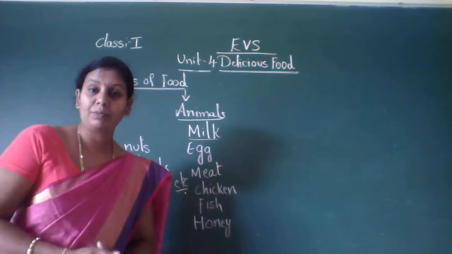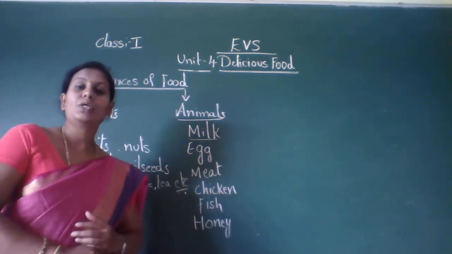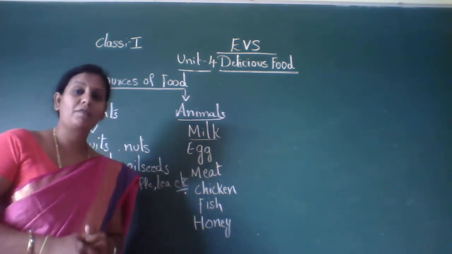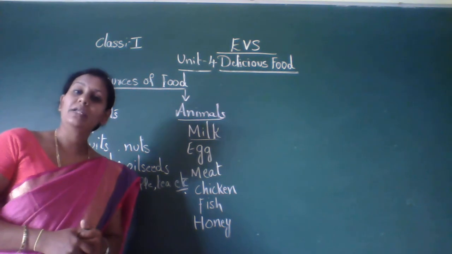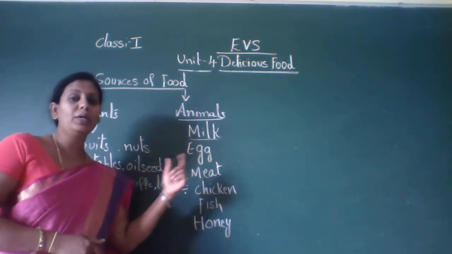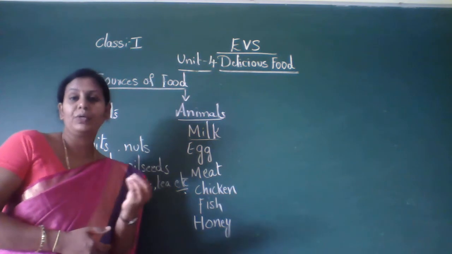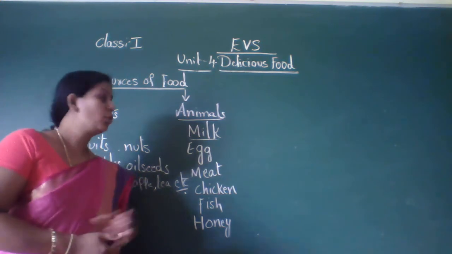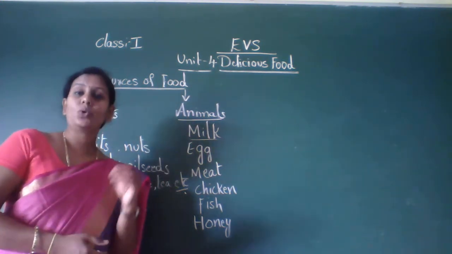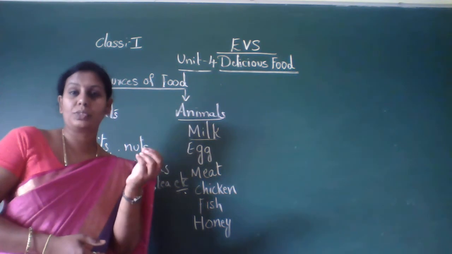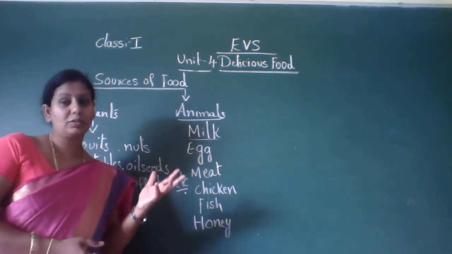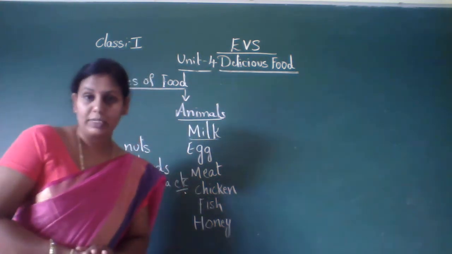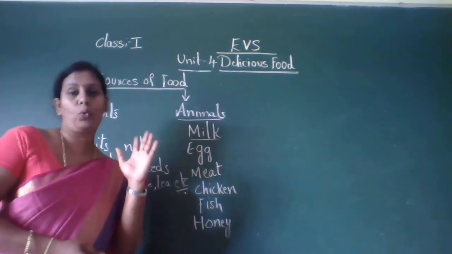Okay, so milk. From which animal do we get milk, children? We get milk from cow and buffalo, isn't it? Even buffalo milk is used in villages. In the city we use the milk which we get from cow. That's why people keep cow and buffalo for milk. In some villages they will also use goat milk, but not all. So we get milk from cow.